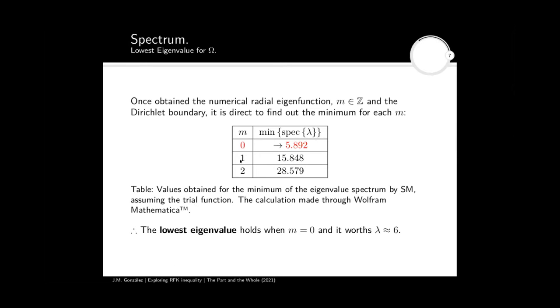Now we can calculate the lowest eigenvalue for omega, once we already know the radial eigenfunction, and impose the mentioned conditions. Since m is in the integers, as I show here, but we need linear independence, we consider only the natural numbers plus 0. Thus, immediately we know that m equals 0 gives the lowest eigenvalue, and it is approximately 6. This is the magnetic number, so I think that m equals 0 obviously gives the minimum of the spectrum.